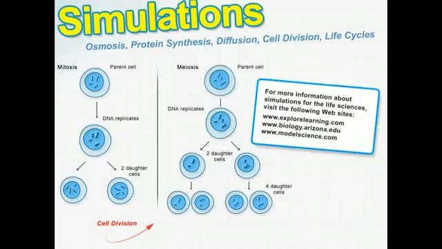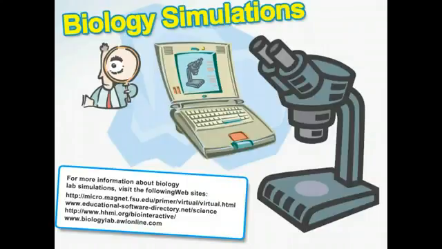The life sciences are just one area of science that can be taught with the help of simulations. Students may find that seeing representations of osmosis, protein synthesis, diffusion, cell division, and life cycles can help them understand the concepts. There are also plenty of simulations of biology labs, including those that allow you to examine organisms under a microscope. These simulations are so advanced that students can actually control the magnification as well as move the samples in different directions.